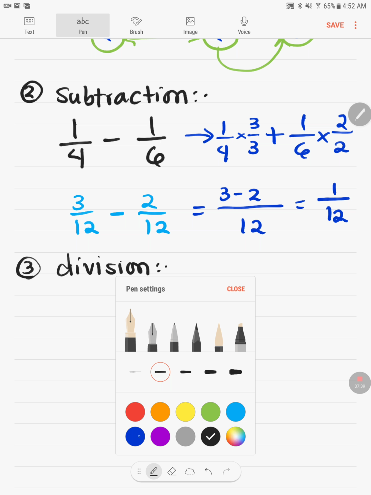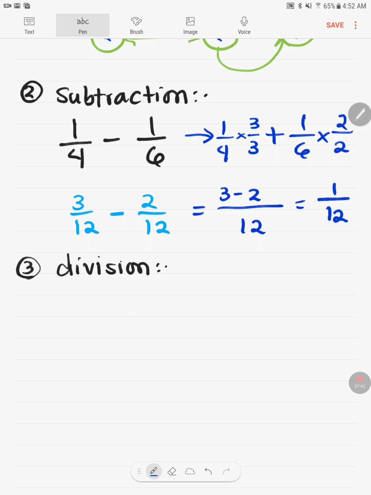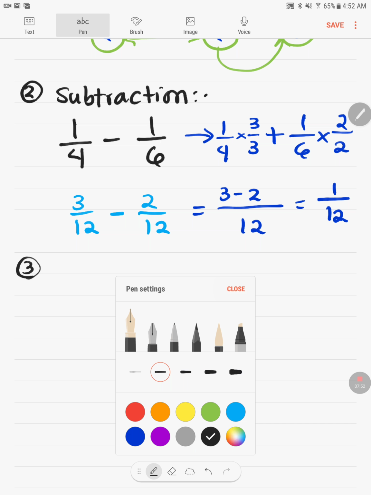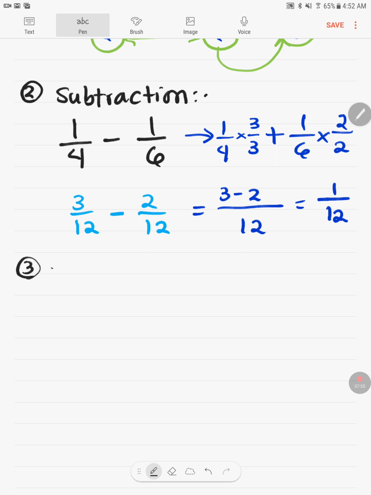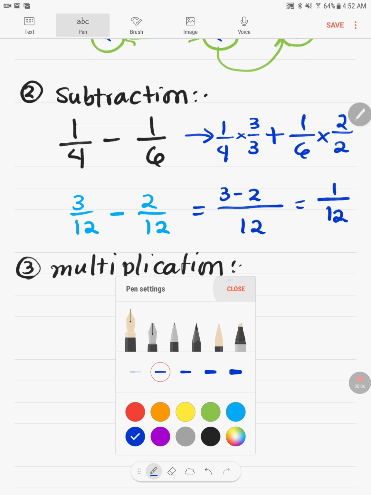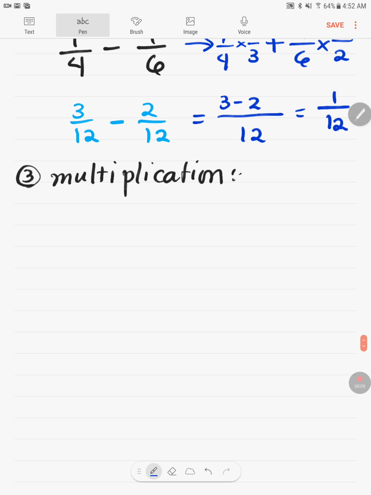And in division, I would say let's do multiplication before division, because division will involve multiplication. So if we start with multiplication, so if we have two fractions, 1/3 multiplied by 1/2.